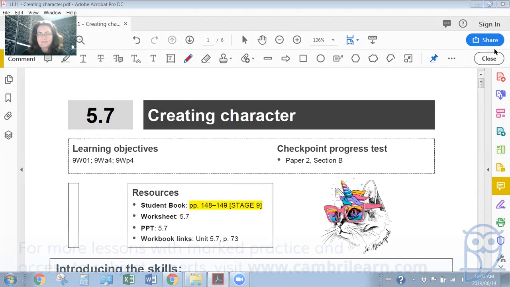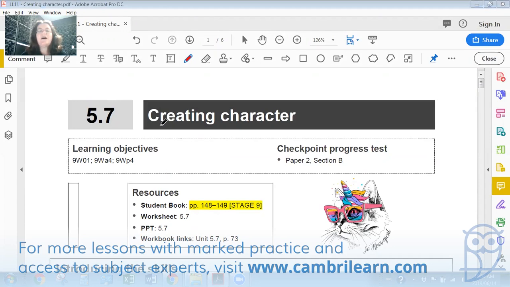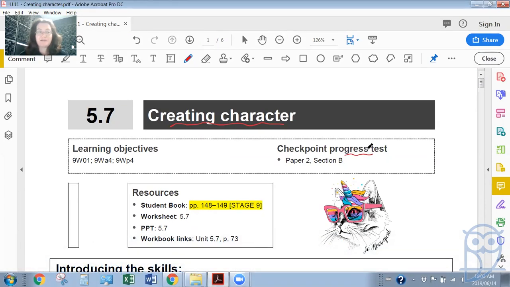So today's lesson is going to focus on the idea of how to go about creating character. And in your final progress test that you'll write, or your exam that you'll write for Foundation 2, the Paper 2, Section B, will test your knowledge on creating character in some way.